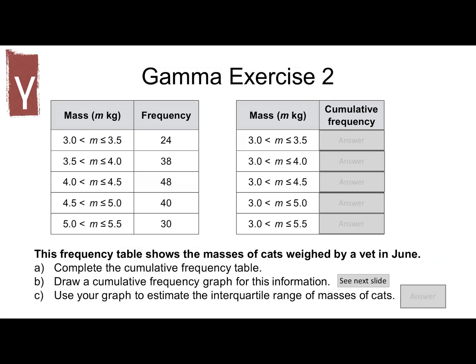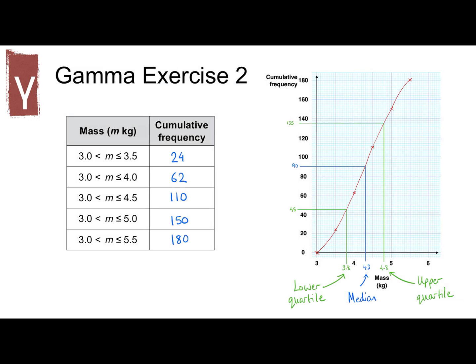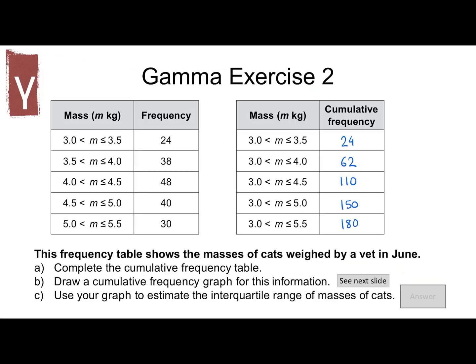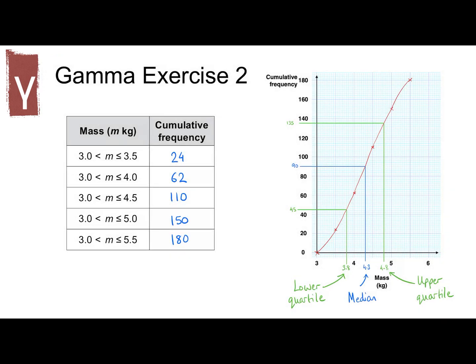Okay, again, stop your video and have a go yourself. Okay, here's the answers. Okay, so that's the cumulative frequencies. The graph would look like this, and look at the lines they've drawn to help them find out the interquartile range, which is 1 kilogram. Okay, 1 kilogram. 4.8 minus 3.8 is 1, and a median of 4.3. Okay, so I hope that makes sense.